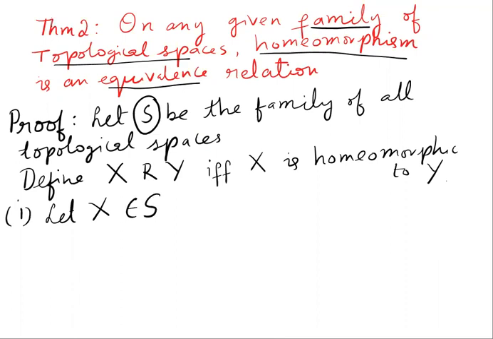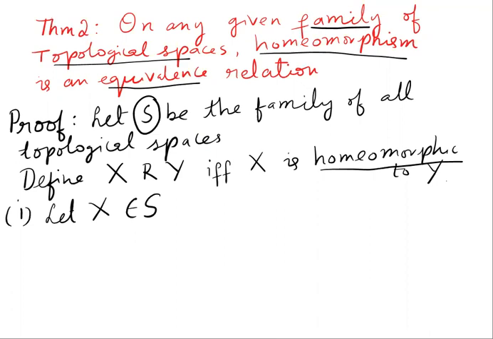So what is our X? X is a topological space belonging to S. We have to prove that X is related to X itself. How is the relation defined? X is related to Y if and only if X is homeomorphic to Y. So I want a function between X and X which is a homeomorphism. Can you guess the function now? I want a function between X and X. So which is that immediate function?